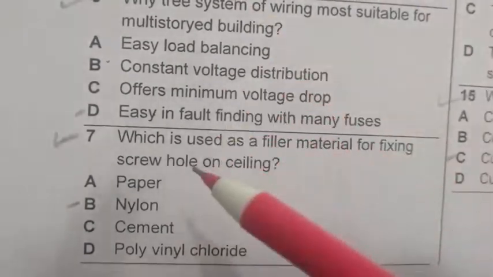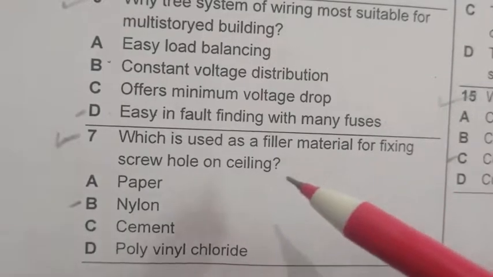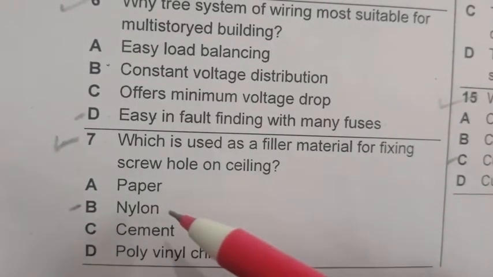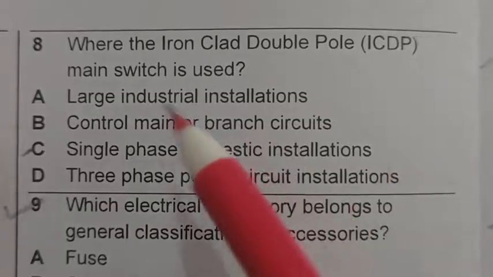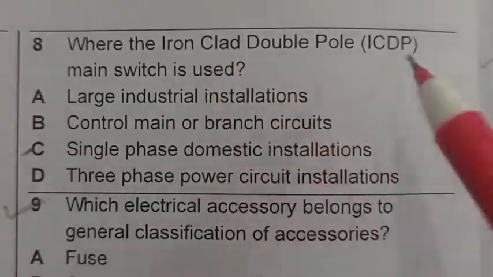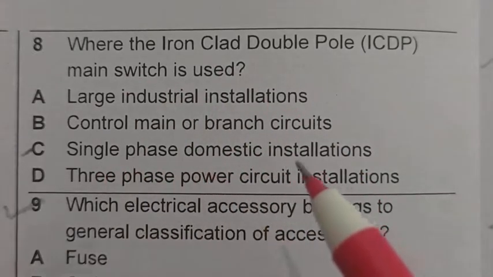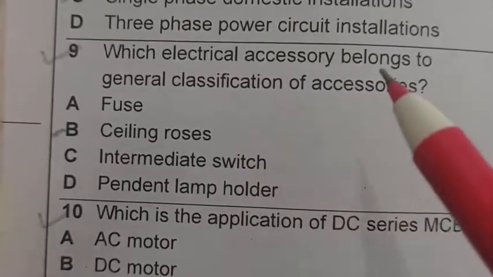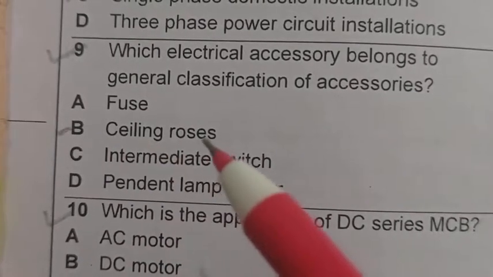Question number 7. Which is used as a filler material for fixing screws in the hole on the ceiling for a fan? Option B, nylon material used for fixing the screw in a ceiling. Question number 8. Where is the iron clad double pole ICDP main switch used? Option C, single phase domestic installation.